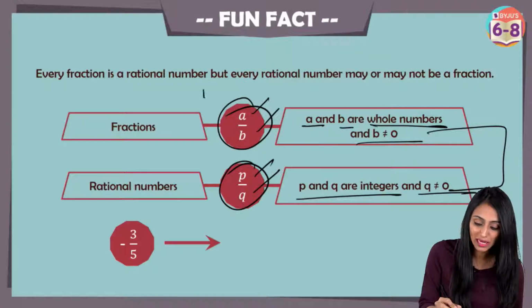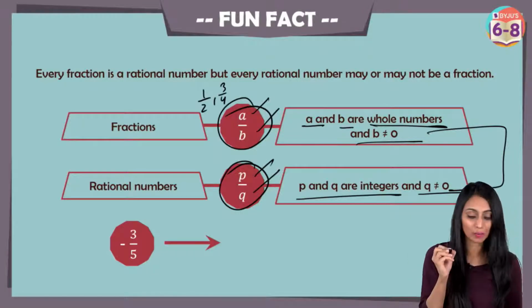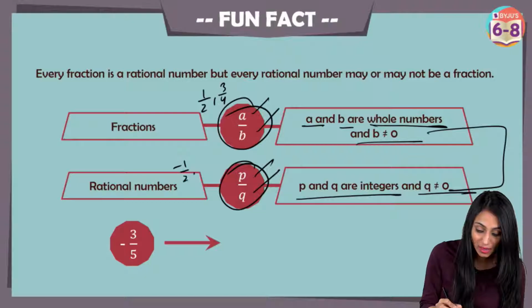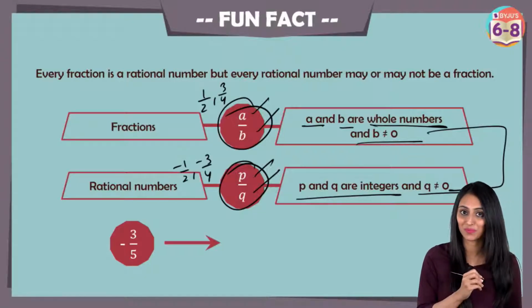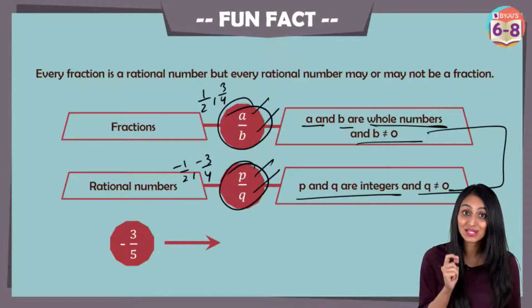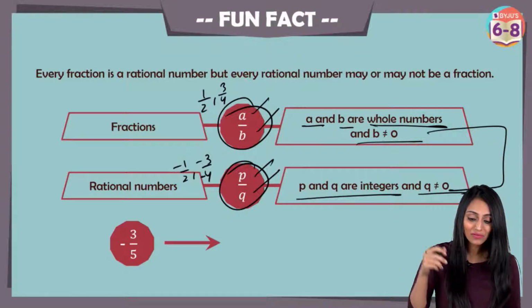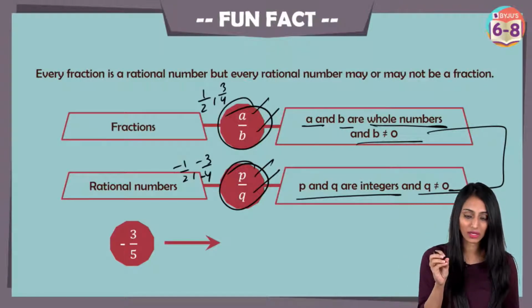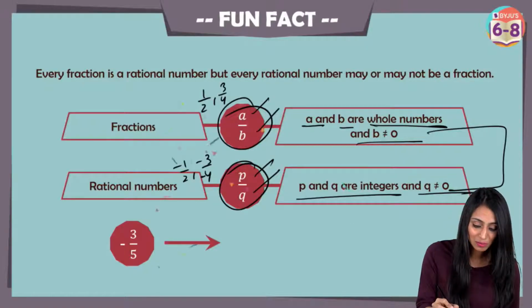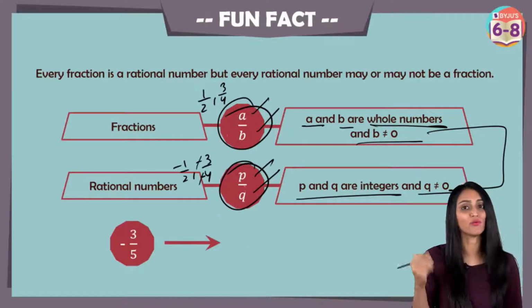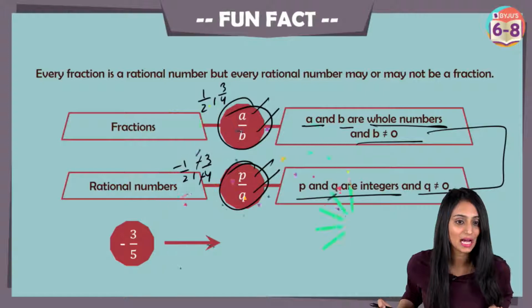So let's take an example to understand this. A fraction could be like 1 by 2, 3 by 4, whole numbers are there. But rational numbers can be minus 1 by 2, minus 3 by 4, right? Integers can be used. It can be minus 3 by minus 4, but we never put a negative number in the denominator, right? So we generally simply write 3 by 4, it's going to be positive. Any doubts still here?